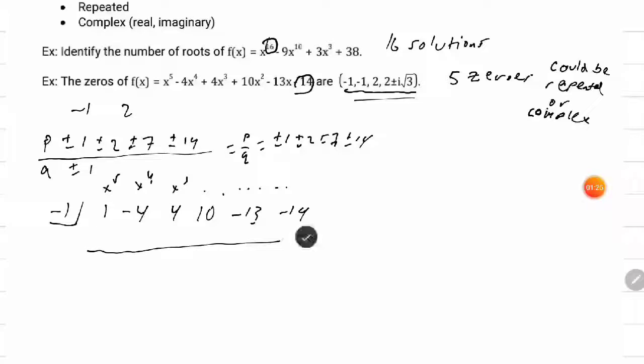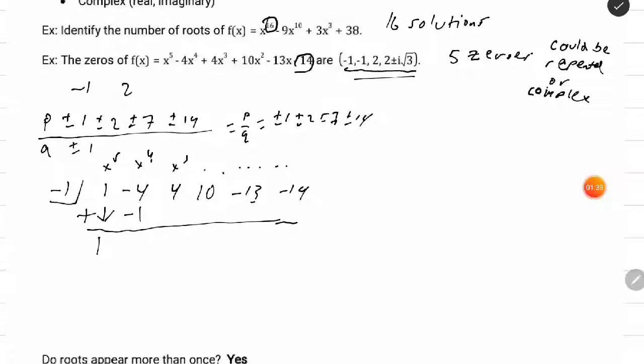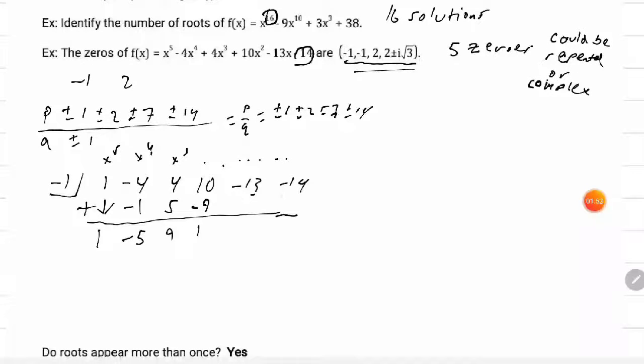I'm going to create this, drop down the 1, and then we're going to multiply 1 times negative 1, and then we're going to add. So we're adding these 2 rows, and then we multiply anything in the bottom with our factor there. Negative 1 times negative 5 is 5, so we get negative 9, 1, negative 1, negative 14, positive 14, and 0. So we know for sure it works.